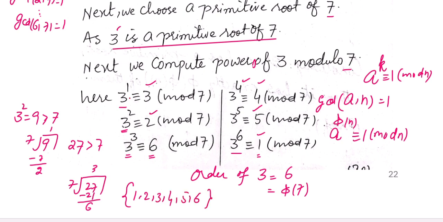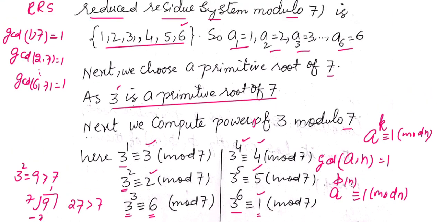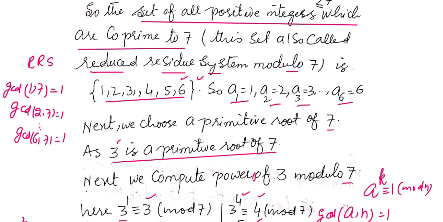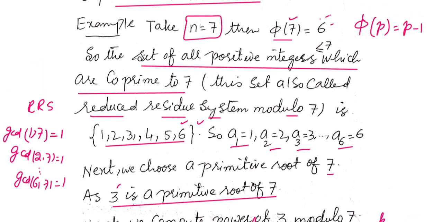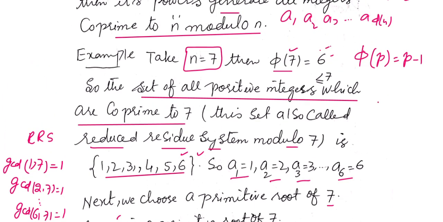So the powers of 3 generate this set, and this set is actually the same as above. We have discussed a1, a2, a3 and so on up to a6. This is the same set that can be generated by the powers of 3, and 3 is the primitive root. What will happen if a number is not a primitive root? Will its powers still generate all of the integers?